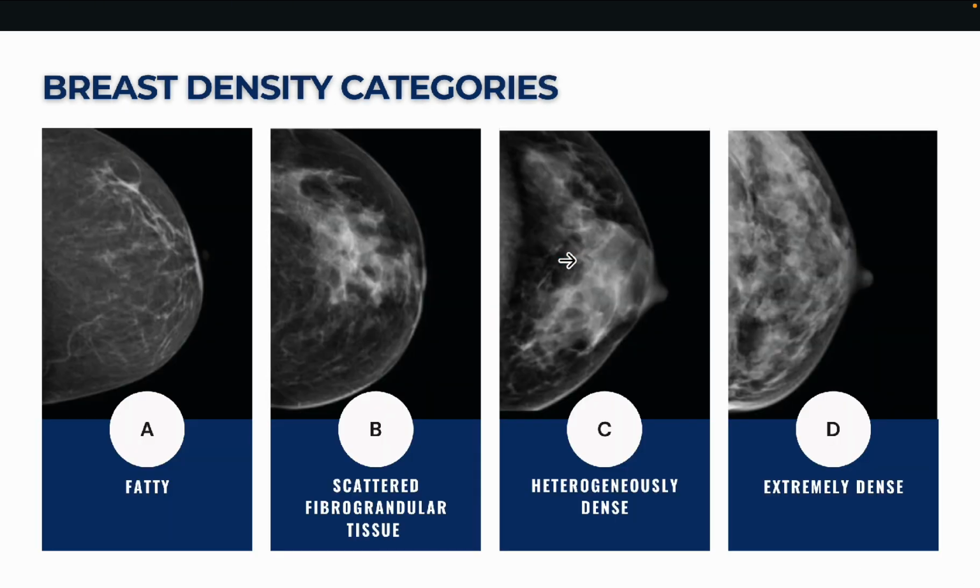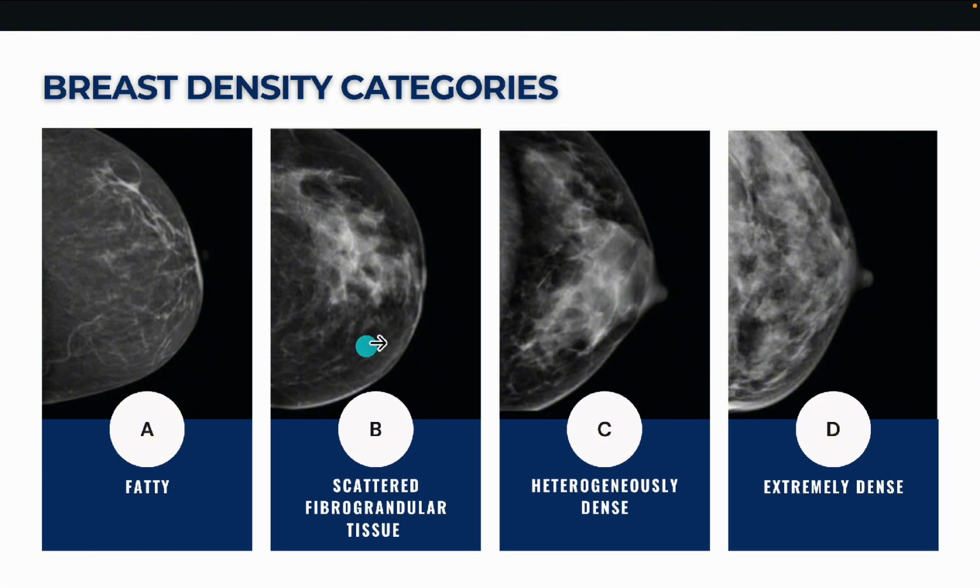So, for example, we have 4 densities: A, B, C, and D. Starting off with category A, we have fatty tissues over here. Fatty tissues look more gray compared to these white regions. The white regions that we see in the other categories represent dense tissues, right? Here you can see that you have more gray area compared to the white area. This means that this breast is fatty.